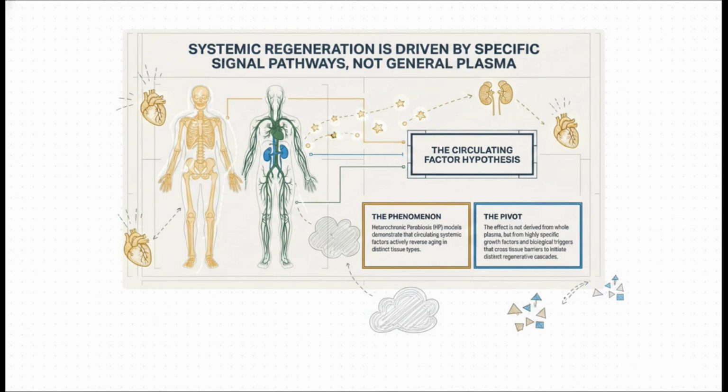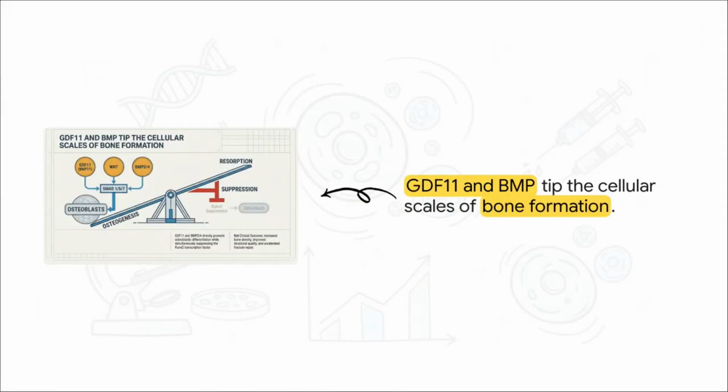We're talking about extracellular signals that cross tissue barriers to kick off highly targeted repair cascades in your bones, your heart, and your kidneys. Let's look at how this plays out in bone formation. Think of your bone health like a giant seesaw. On one side, you've got osteoblasts building bone up. On the other, osteoclasts breaking it down.